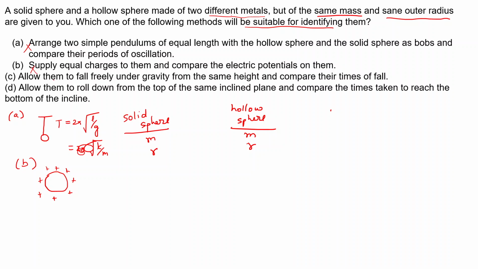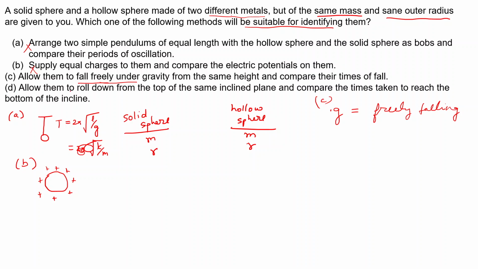The C option is allow them to fall freely under gravity from the same height and compare their time of fall. Well, this experiment will also not help, since if they are falling freely under gravity, we know g, right? g is acceleration due to gravity, and when the body is freely falling, there is no other force on it, and the value of g is always same. So this will also not help us in comparing.